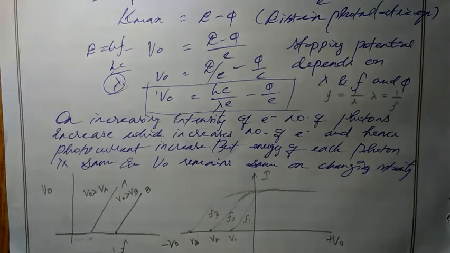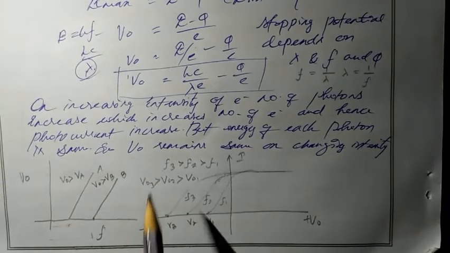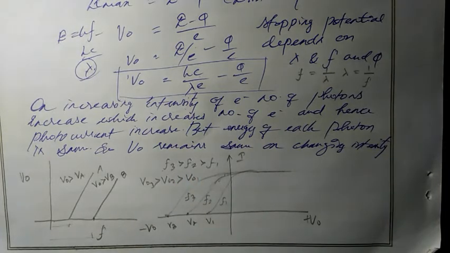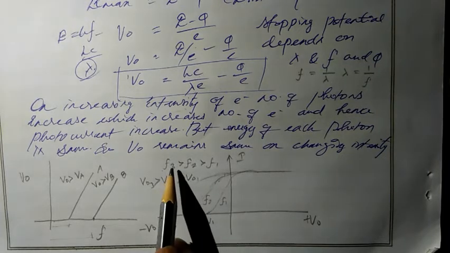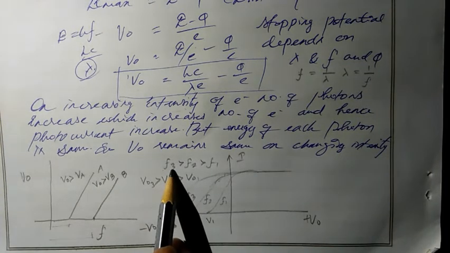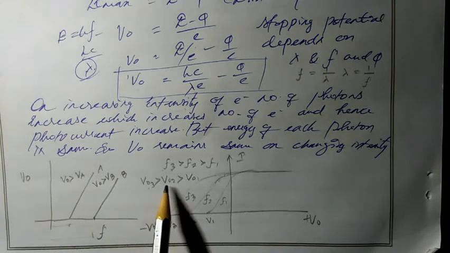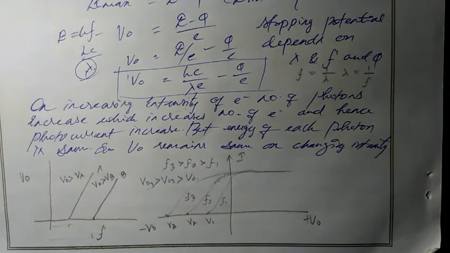So from this we can say F3 is greater than F2 is greater than F1. So this one has maximum frequency, and similarly we can write that for maximum frequency we should have maximum stopping potential. So V03 is greater than V02, which is greater than V01. Clear? So graphs are very important. Graphs will be asked in the exam.